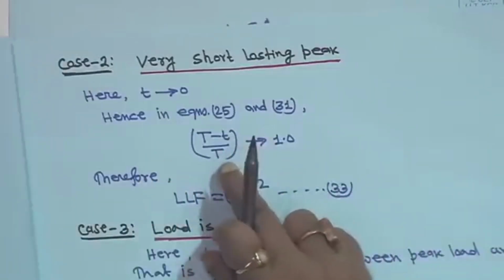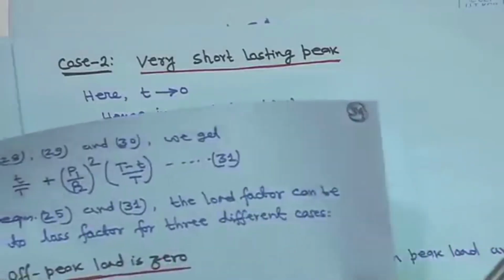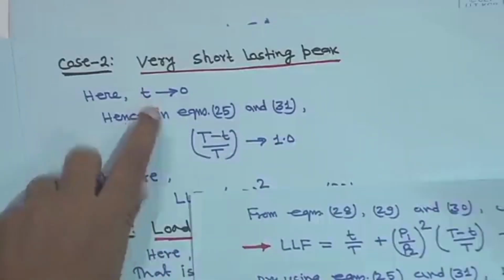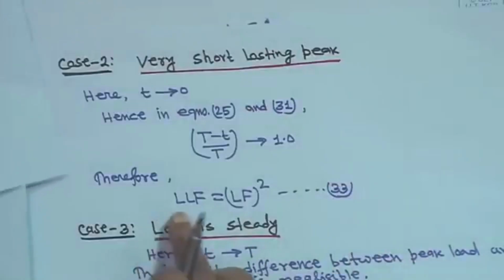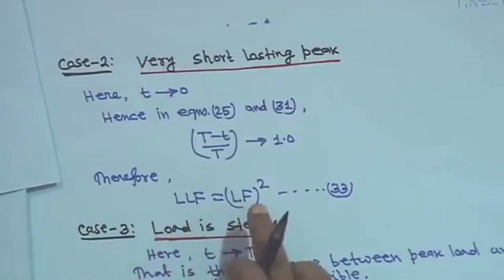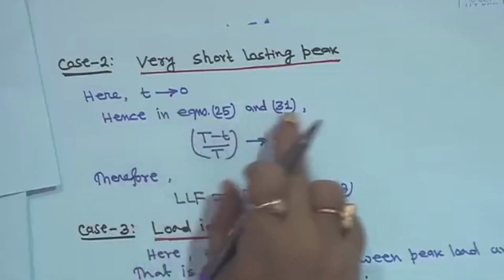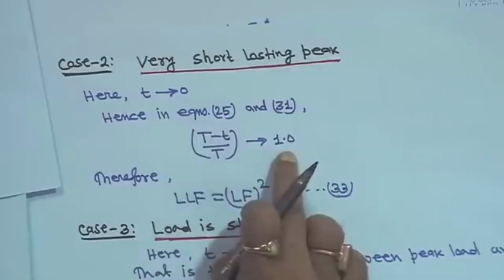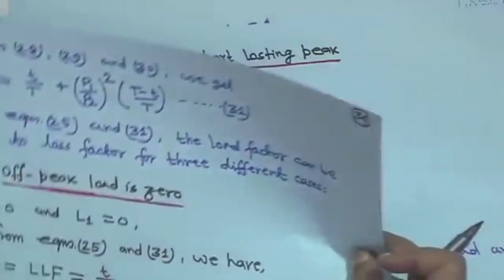When (T minus t) upon T tends to 1, LLF is equal to... here t tends to 0. So, from these two conditions you will get that loss factor is equal to load factor square. You take t tends to 0 in equations 25 and 31. If t tends to 0, it means (T minus t) upon T tends to 1.